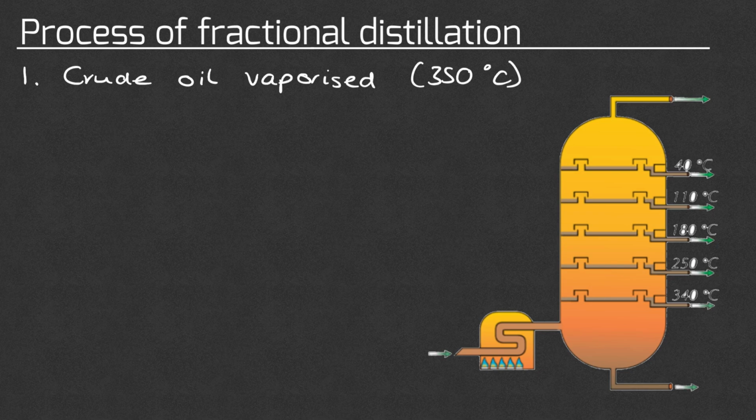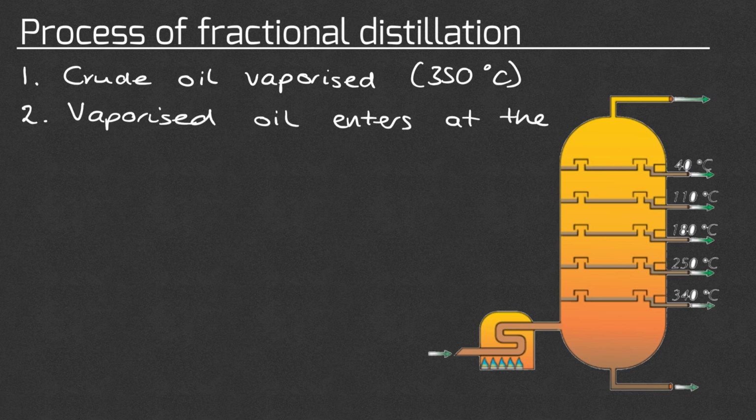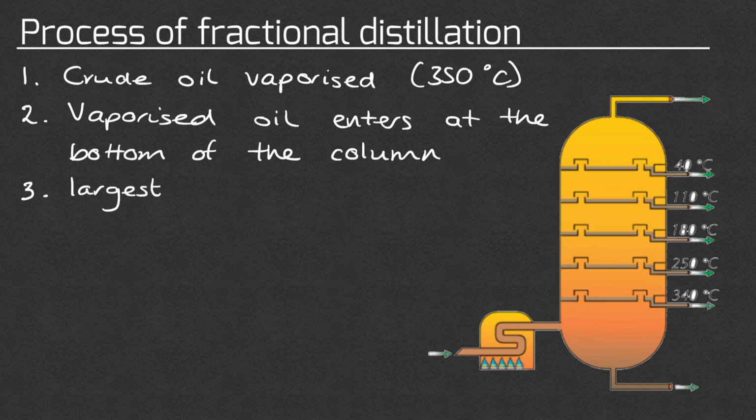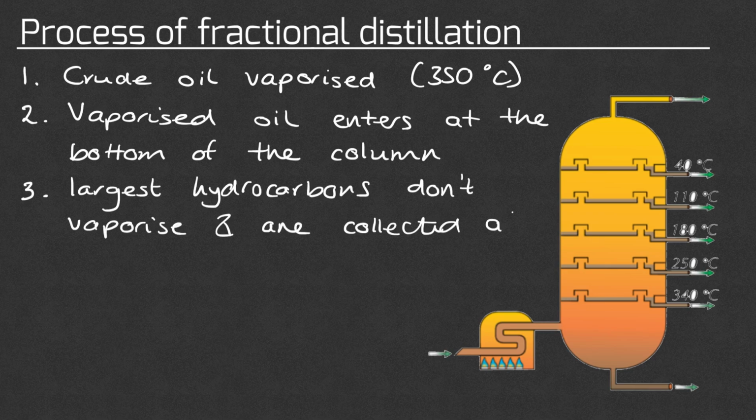The first step in this process is to vaporise the crude oil, so you heat it to around 350 degrees. This turns it into a gas. This vaporised crude oil will then enter at the bottom of the column, and the largest hydrocarbons won't be vaporised and they'll be collected off as a liquid from this pipe at the bottom here.